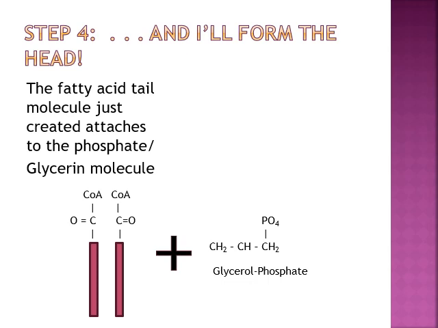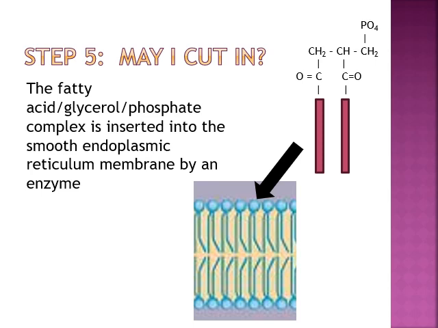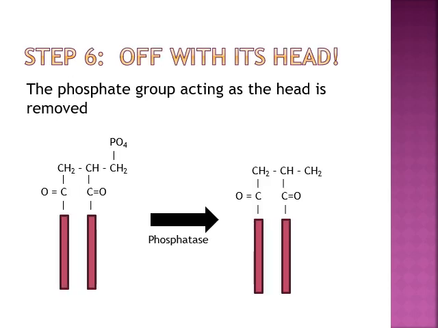Next up, we've got our fatty acid tails activated. They're going to have to bind to a phosphate and the glycerol molecule. So there's a glycerol and a phosphate, they bind to it. The fatty acid glycerol phosphate complex is then inserted into the smooth endoplasmic reticulum. So now we've got our nonpolar, hydrophobic tails, so they are going to very easily fit into the membrane. But the problem is it's still got this phosphate head. So we come up with an enzyme called a phosphatase. It means it cuts it. So that enzyme comes through and hacks off the phosphate. Now it's headless.